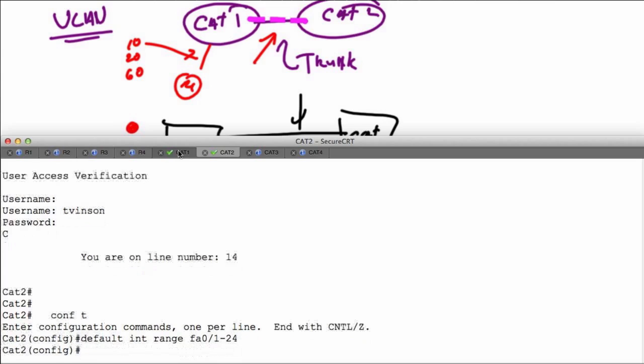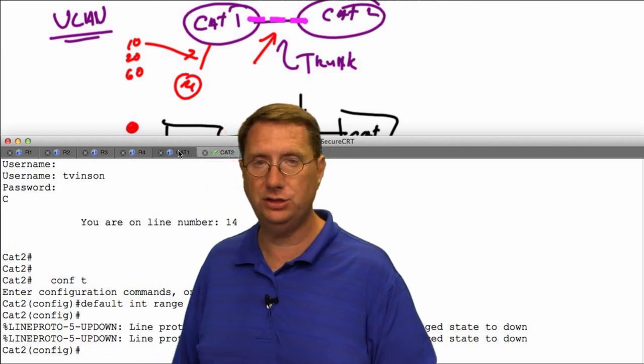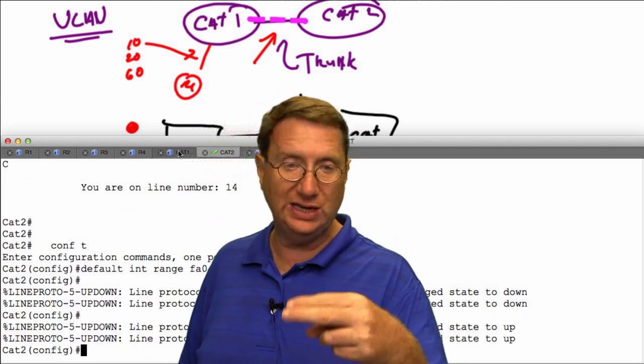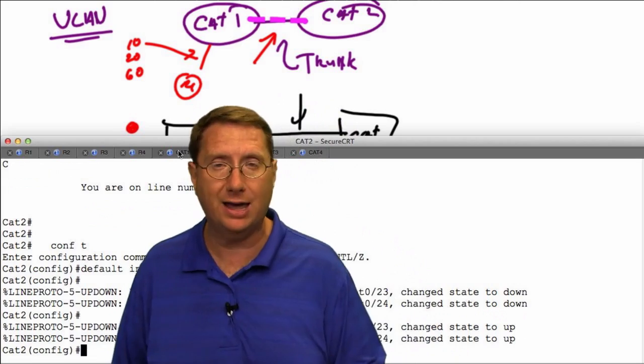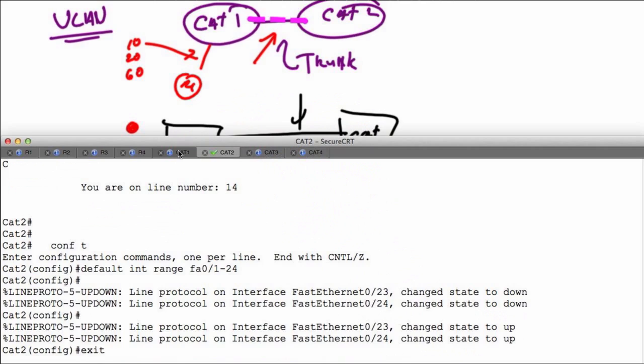Now all I did was I took the device and put it back to its factory default configuration based on the iOS operation that we have going on right now. And we can see these links went down and these links came back up because their state changed. So let's look at what's happening here. Do we have any trunks?